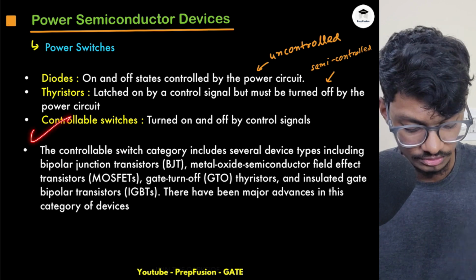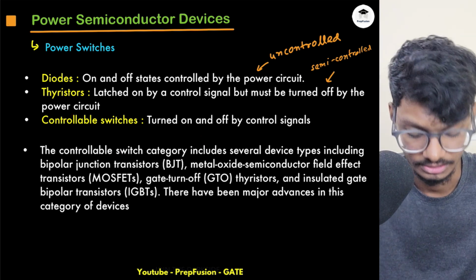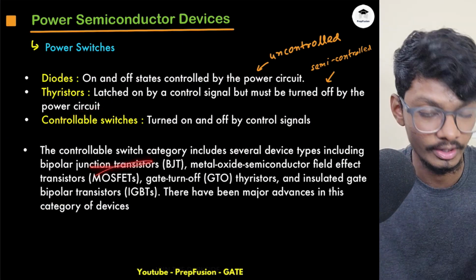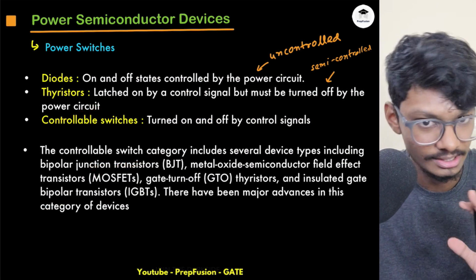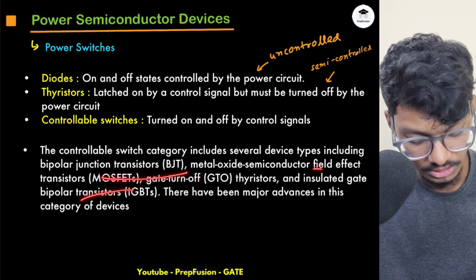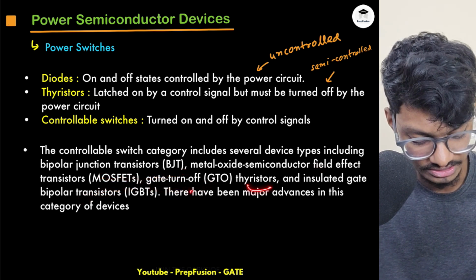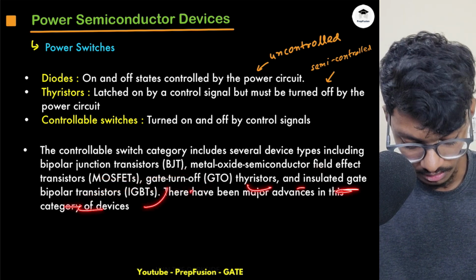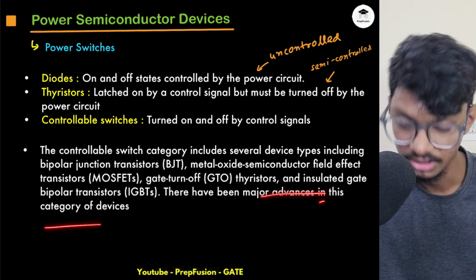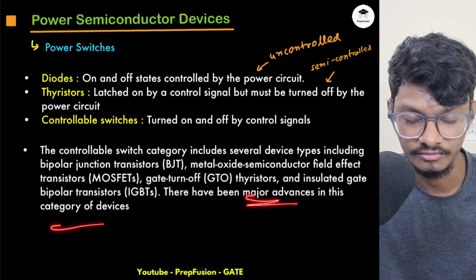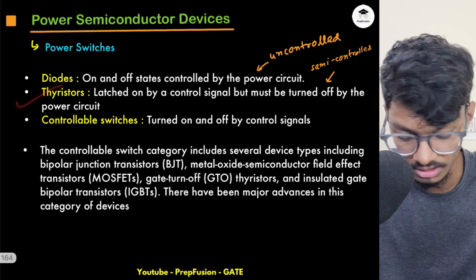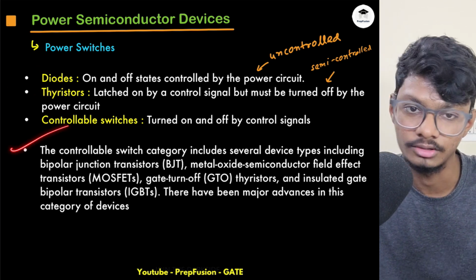What about controllable switches? This can be turned on and off by control signals. So like this same thing they have explained here only. What are the different categories of controllable switches? Basically, it is a transistor family and also thyristor is present. So basically, BJTs, MOSFET, gate turn off thyristor, and insulated gate bipolar transistor. They are having major advances in this category of devices. Basically, these are the fully controllable switches. So I've given you example of semi-controlled, uncontrolled, and fully controllable switches.